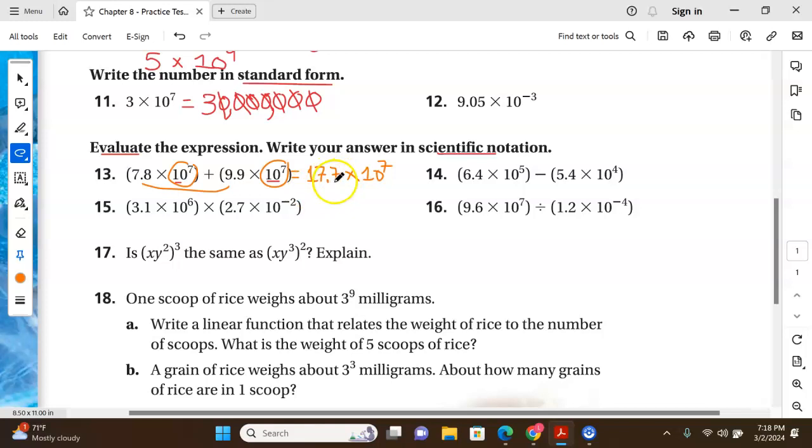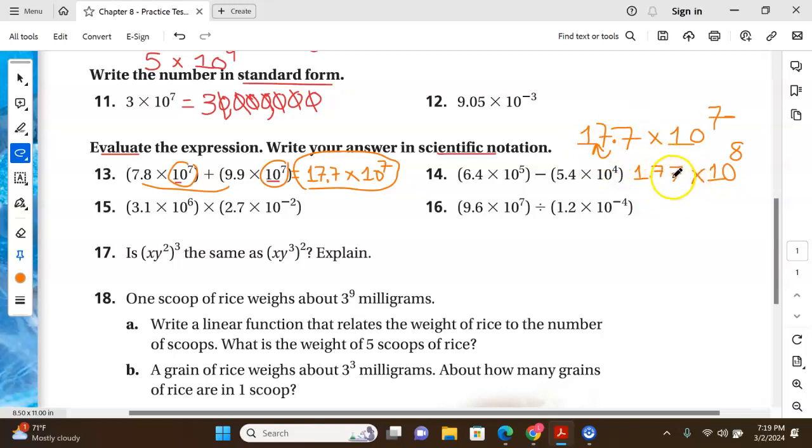But we're not done yet, because this right here is not in standard form of the scientific notation because of the 17.7. So I'm going to go right over here. 17.7 times 10 to the 7. This is more than 10, so I'm going to move the decimal place to the left 1. So it's going to be 1.77. When I move the decimal place to the left 1, my exponent is going to go up by 1.